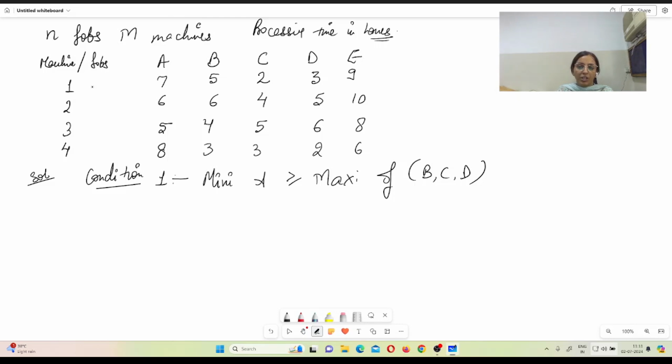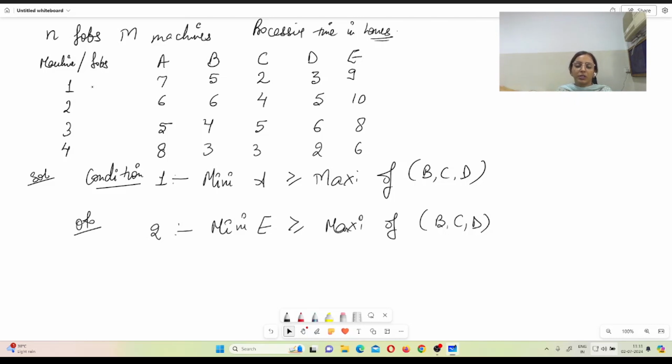We have been given two conditions. One more condition is there, the second condition, that is the minimum time. You have to find the minimum time from the last machine, that is E, and again it should be greater than or equal to the maximum processing time of machines B, C, and D. Right? So the minimum time of the starting machine, that is A, and the minimum time for the ending machine, that is E, against the maximum time of the middle machines, that is B, C, D. So this is the process step.